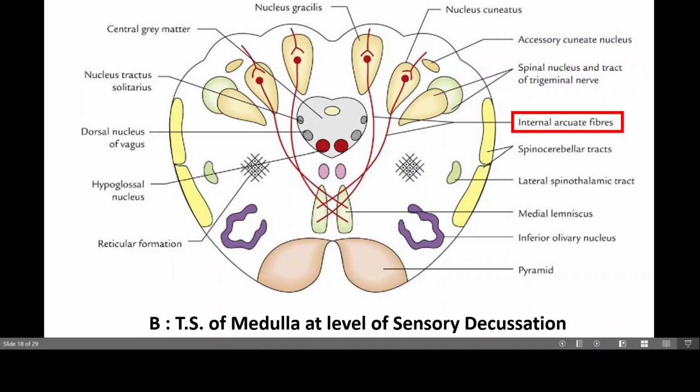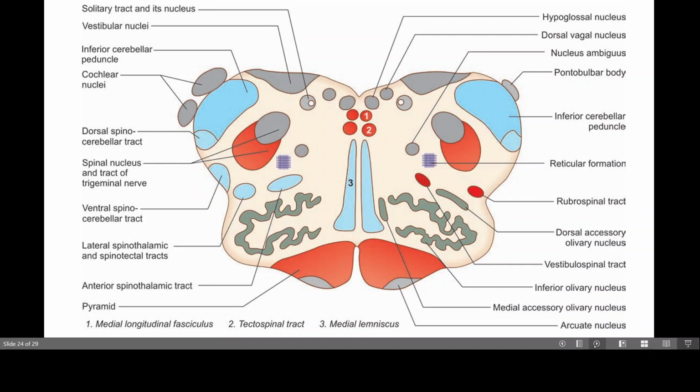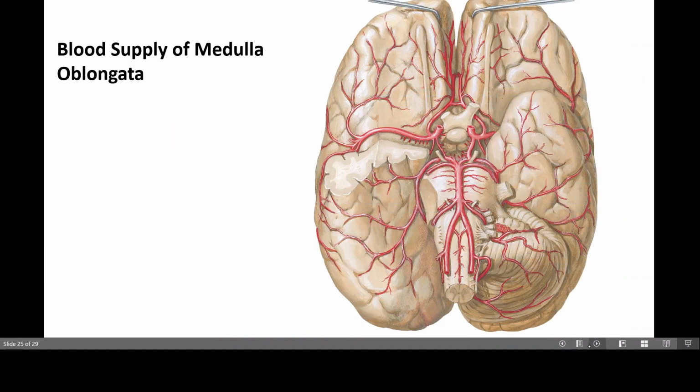Let us go to the blood supply of the spinal cord. Yes, right. I don't know if I can draw here or not. Where is the pointer? Okay, I guess I cannot draw here.